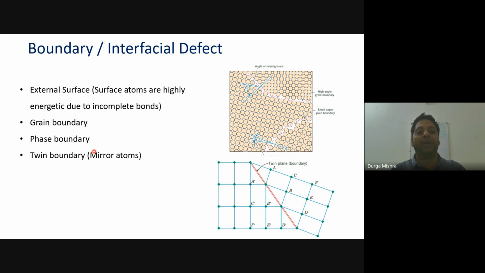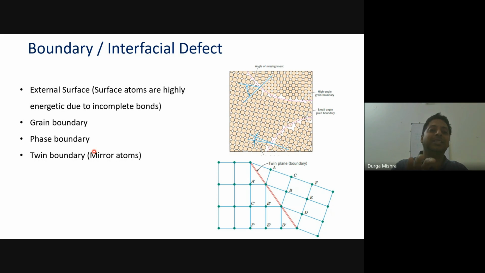So you can have a lot of adsorption of other molecules on the external surface of a material. You have adsorption of water vapor, or maybe oxygen or hydroxyl ions, or any other entities that are there in the atmosphere. They can get adsorbed because there is too much energy there, and incomplete bonds are there.